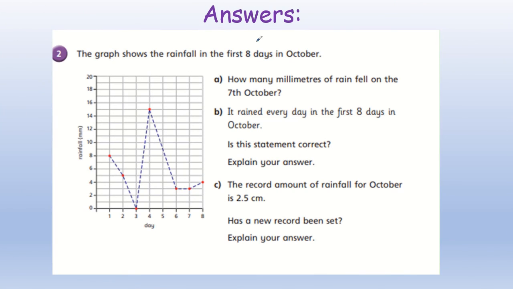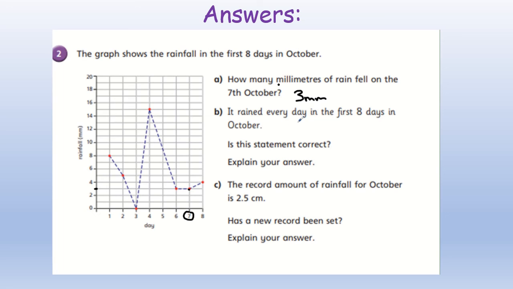Now let's look at our rainfall in October. How many millimetres of rain fell on the 7th of October? So I find the 7th, go up, and it's between 2 and 4. So I would say that was 3 millimetres.